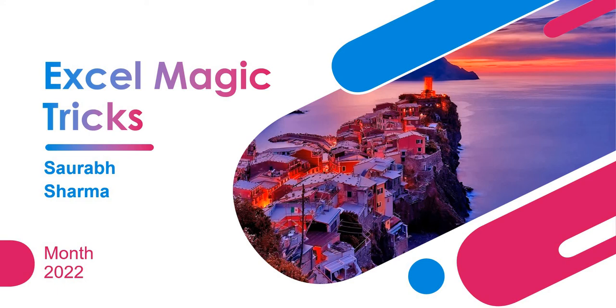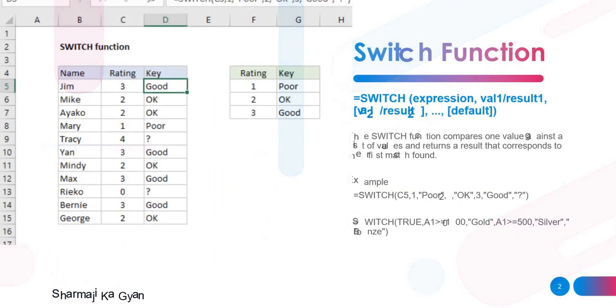Today we are doing one of the tricks, the SWITCH function. So what is the SWITCH function, and why are we using it? The SWITCH function compares one value against a list of values and returns a result that corresponds to the first match found. Okay, so we have two examples of the SWITCH function here.